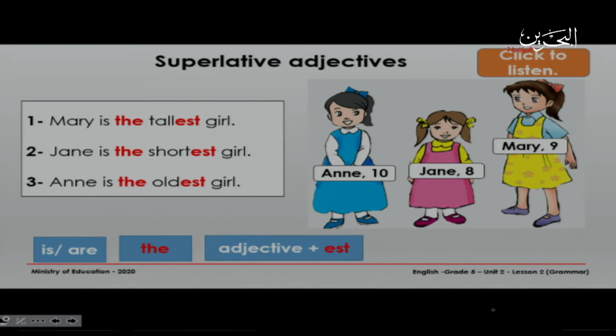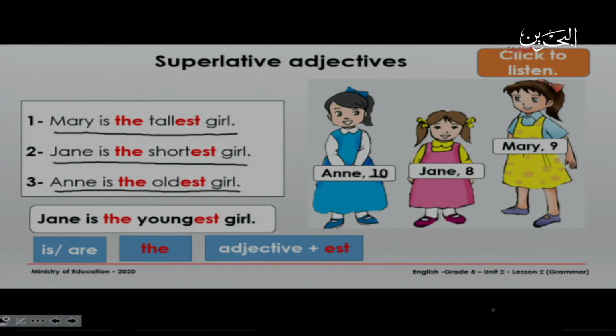Let's read these examples. Mary is the tallest girl. Look at Mary. She is the tallest. Jane is the shortest girl. Where's Jane? Yes, she is the shortest. Anne is the oldest girl. Where is Anne? Yeah, Anne is 10 years old. Jane is the youngest girl.